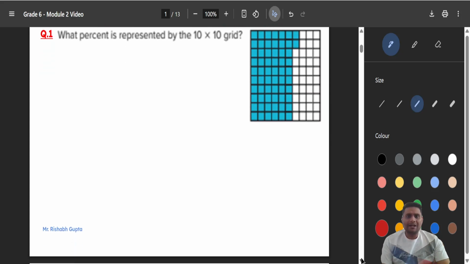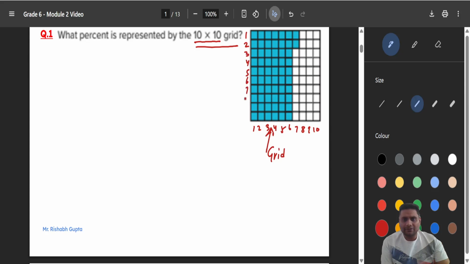In this lesson we have to do questions based on grid. What is grid? This box here having several small boxes is known as a grid. Now this is a 10 by 10 grid. What is the meaning of 10 by 10? That here I have 10 boxes, 1, 2, 3, 4, 5, 6, 7, 8, 9, 10. Correct? 10 boxes in each row, and 10 boxes in each column also. So check, 10 boxes like this, 10 boxes like this. That is why it is a 10 by 10 grid.